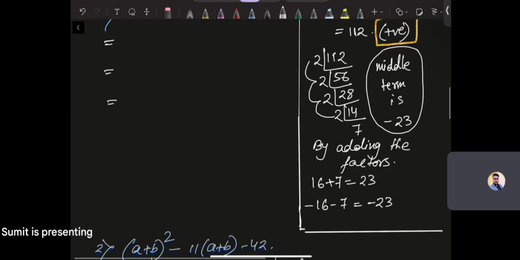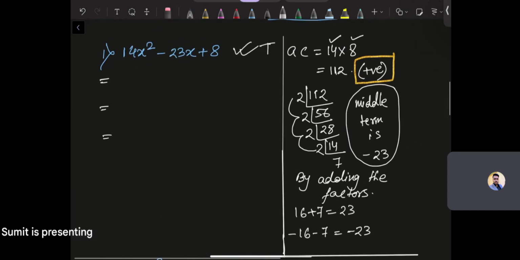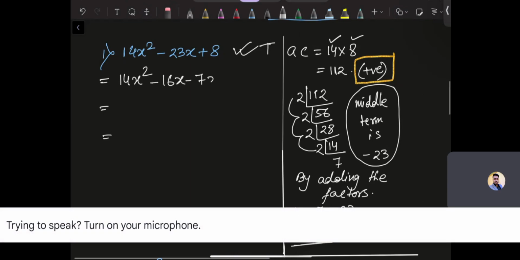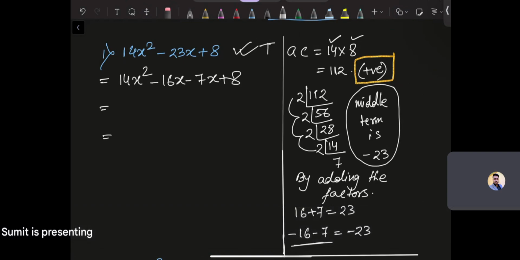apply over the middle term. So here there is 14x² and -23x. So what does -23x mean? -16x -7x. That means 14x² -16x -7x and then +8.